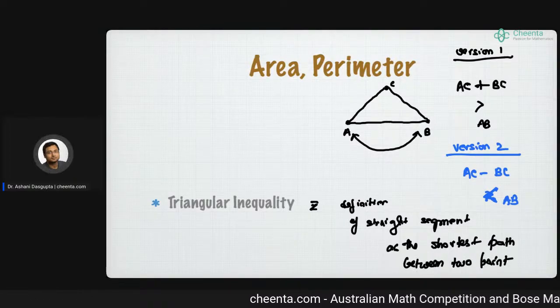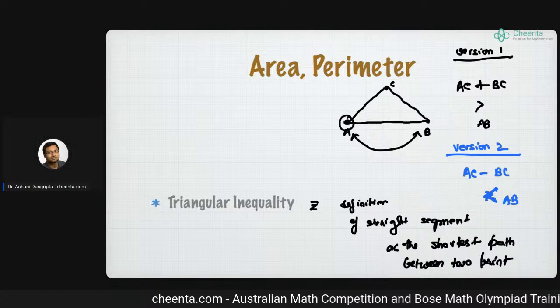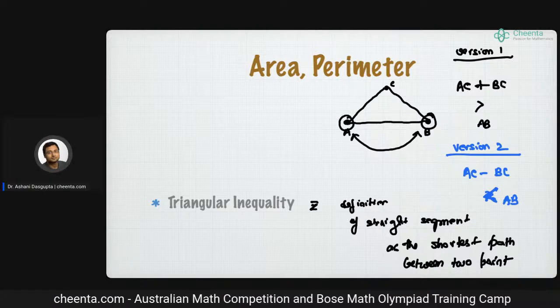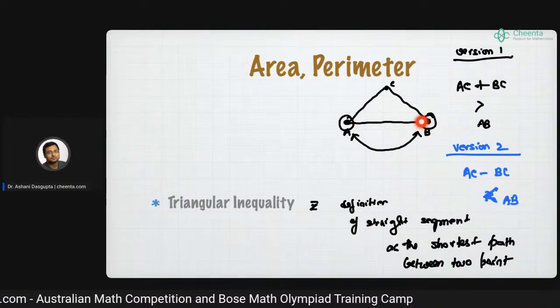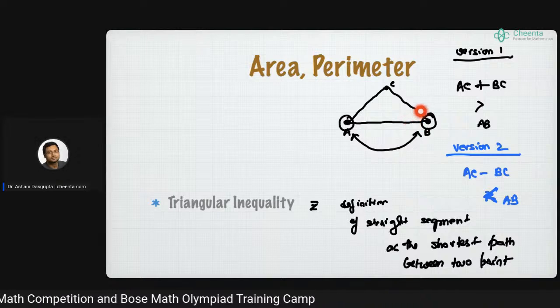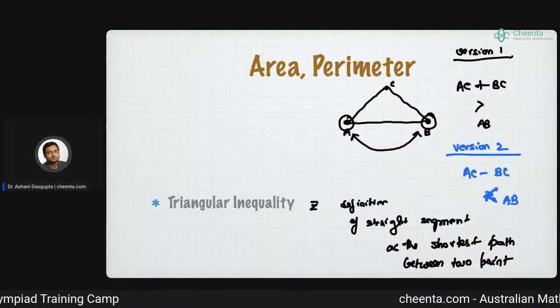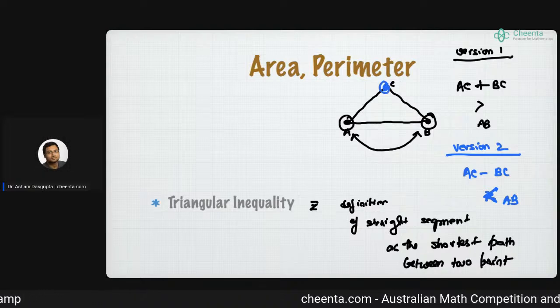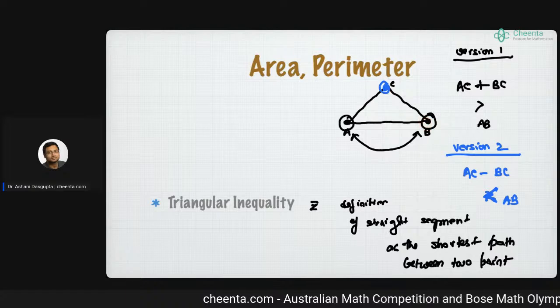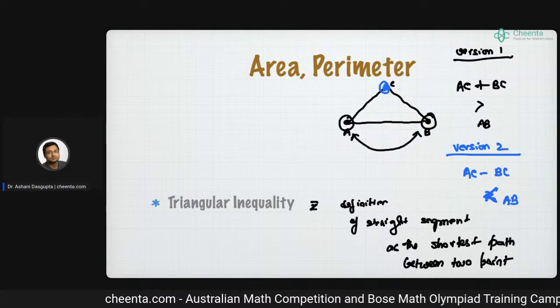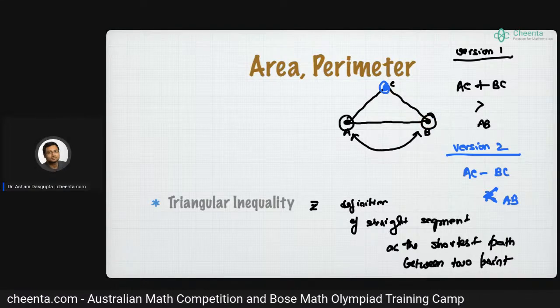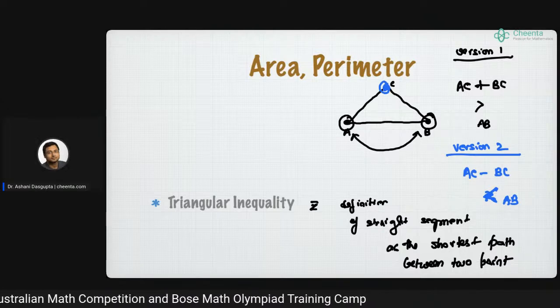That is, if you want to go from A to B, the shortest path of doing that is along AB, because that's the definition of a straight line. If you go through another point C, like this, then this path will be longer because it's not the shortest path. That happens almost by definition.